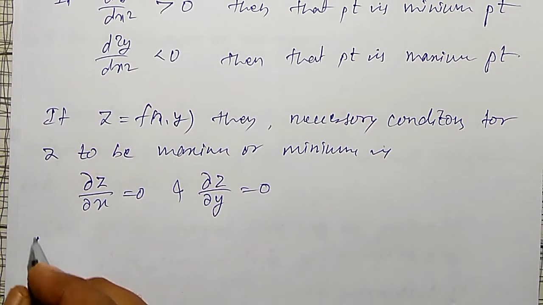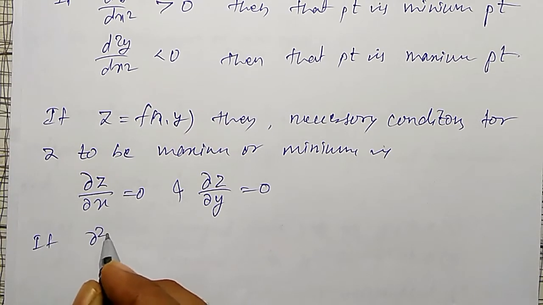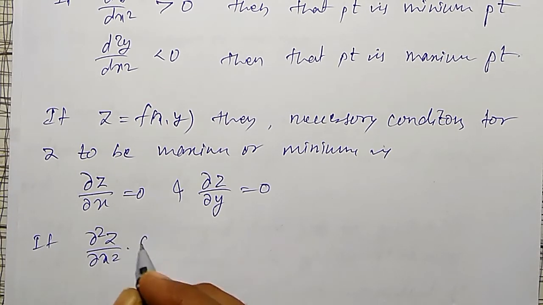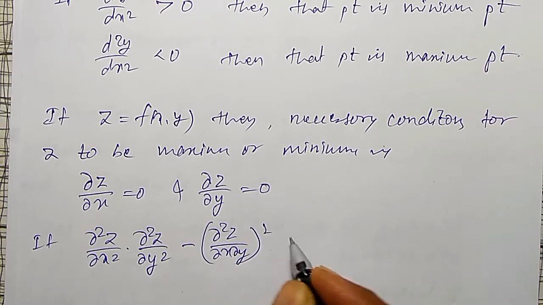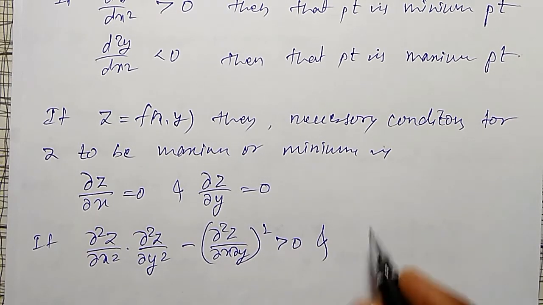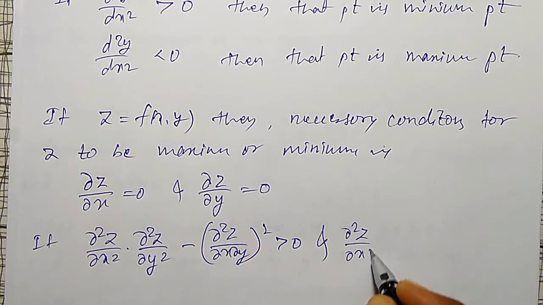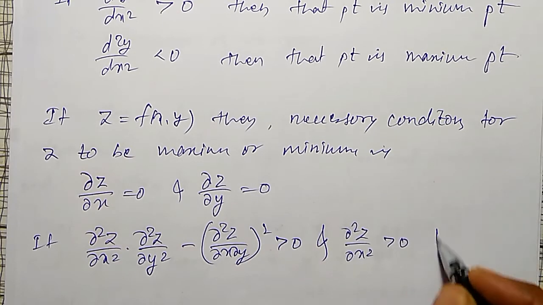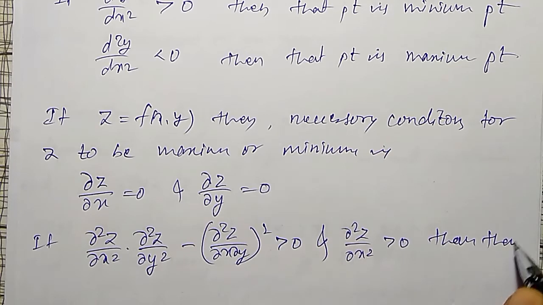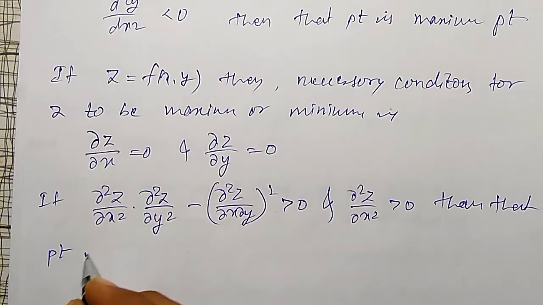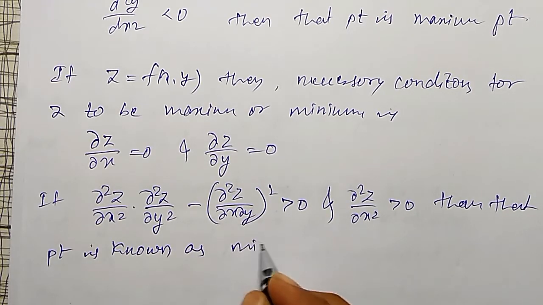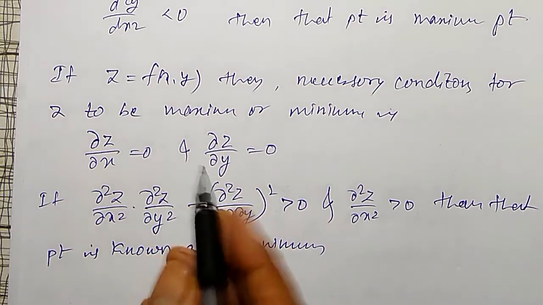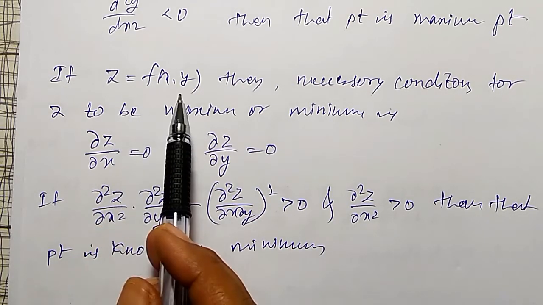Then if dou square z by dou x square into dou square z by dou y square minus dou square z by dou x dou y the whole square is greater than 0 and dou square z by dou x square is greater than 0, then that point is known as a minimum point for functions with z equal to f of x y.